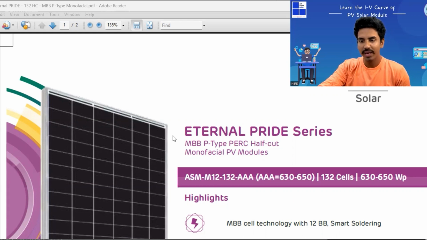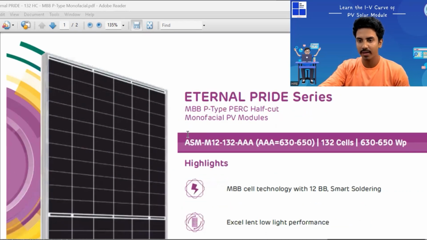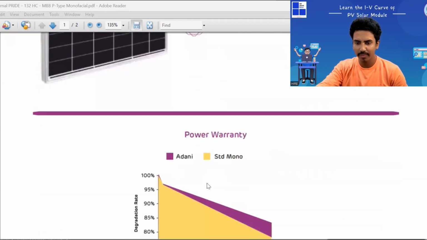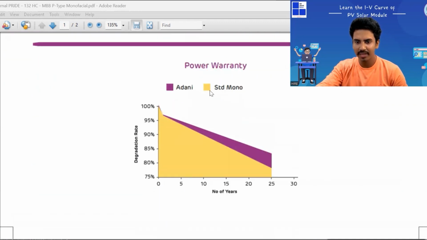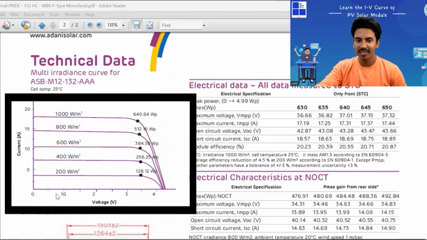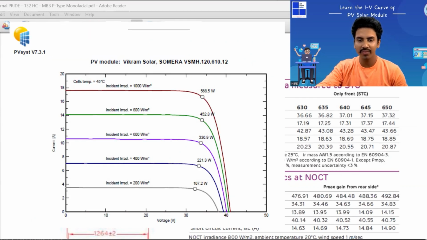So here you can see that we have an Adani Solar panel, Eternal Pride. This is a new panel of that Adani Solar series. In every solar panel datasheet, if you look at any kind of solar panel datasheet, you'll find this IV curve. This is a basic degradation curve they have shown in their datasheet, but I am talking here about this IV curve. You can get this IV curve from any datasheet, as well as through the PVsyst software, you can get this kind of IV curve as well.